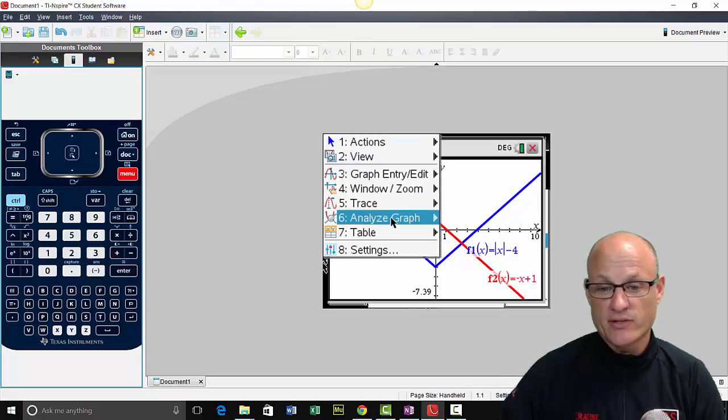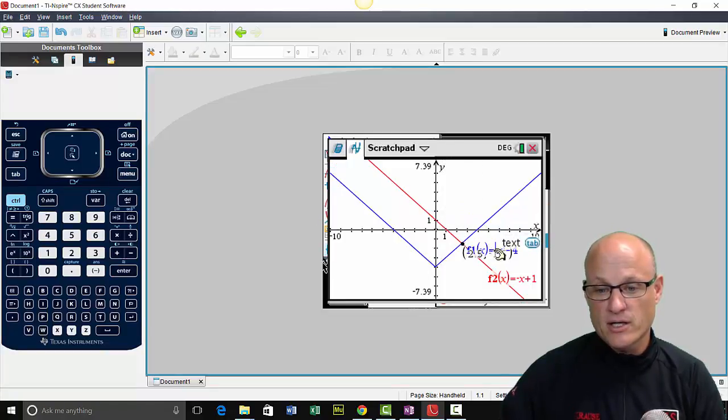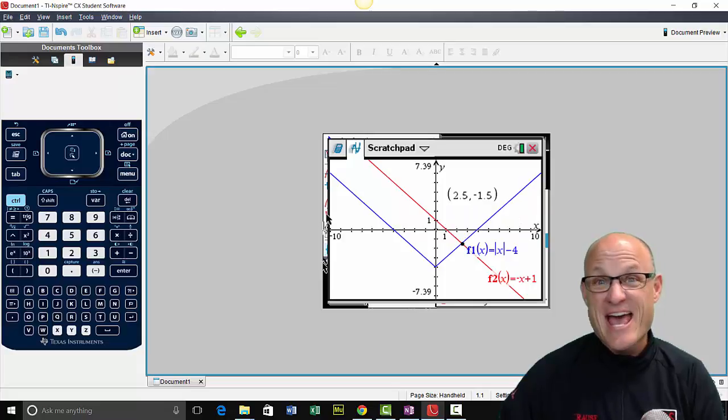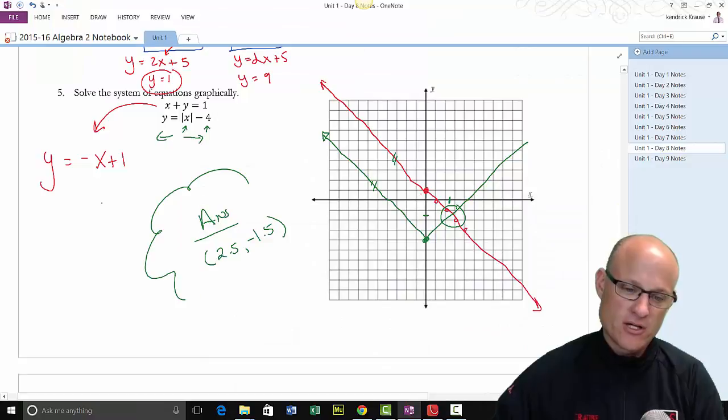Let's menu, analyze it, and we're going to do a little intersection. Uh-oh, can't see it. There's my point of intersection. Yay, decimals. Decimals are our friends. There's our solution. And we'll draw a little fancy cool thing around it.